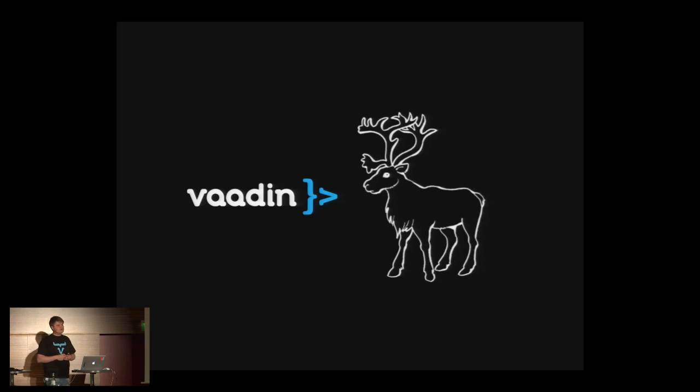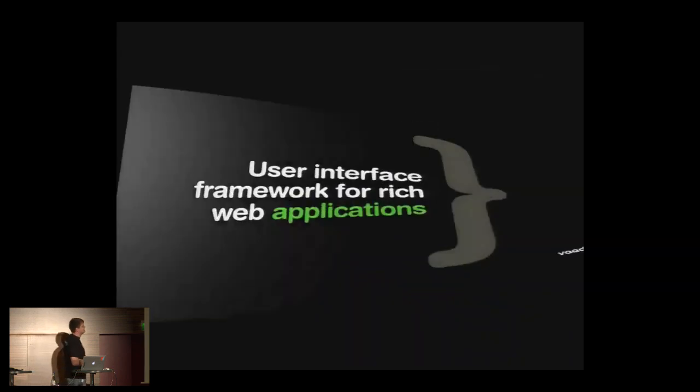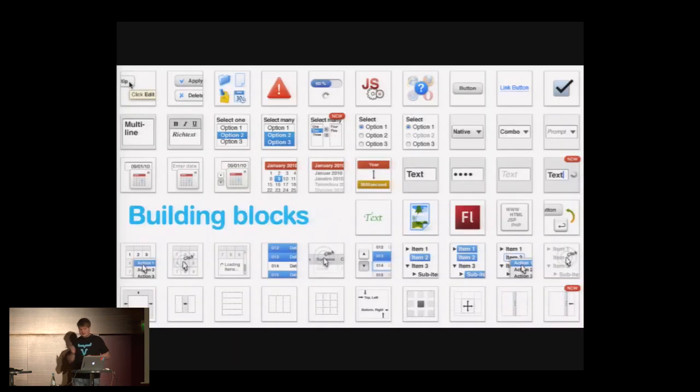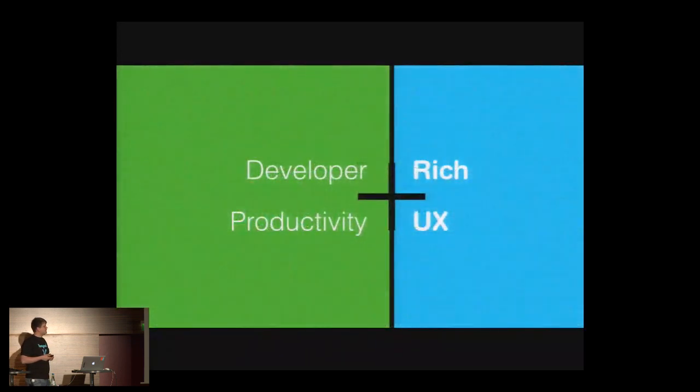Vaadin is a Finnish word meaning female reindeer. I guess at least 6% of you knew that already. But at the end of the day, it's a web framework for building rich web applications. Basically being a bunch of UI components that you can use to combine and build your applications out of.